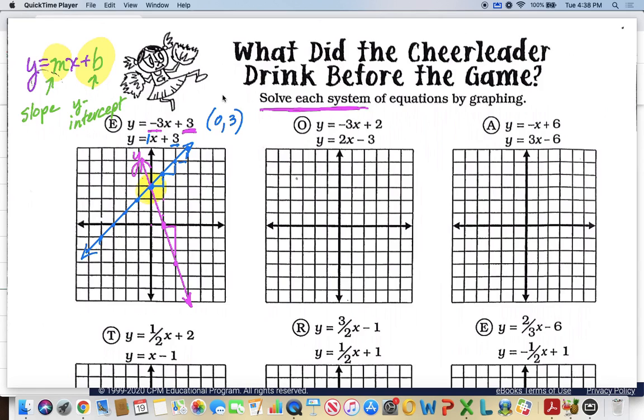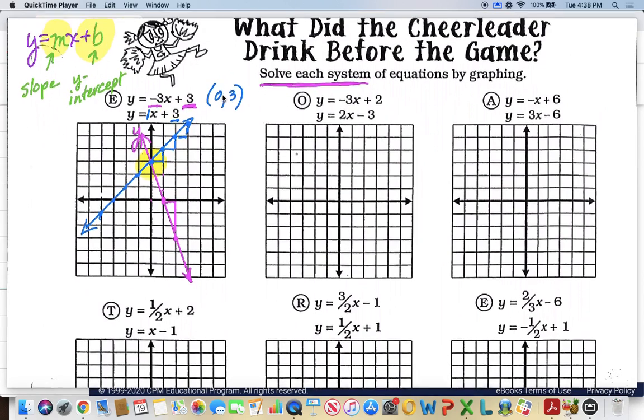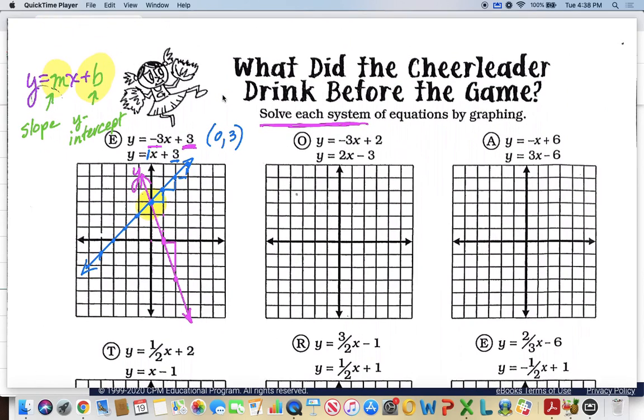Okay, so let's look at one more, and then I'm going to do one of the equations that has slope in a fraction form. Okay, so let's look at O. And first of all, of course, we look for the y-intercept, which in this case is 2. And so let's go ahead and graph that on the y-axis. So that's right there, positive 2.